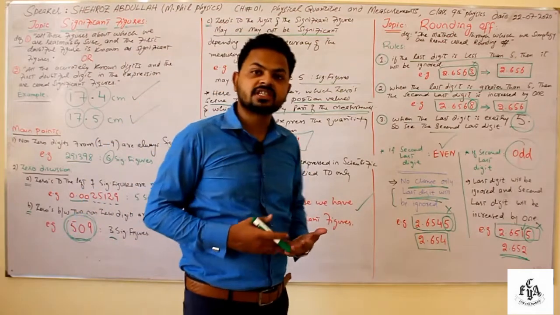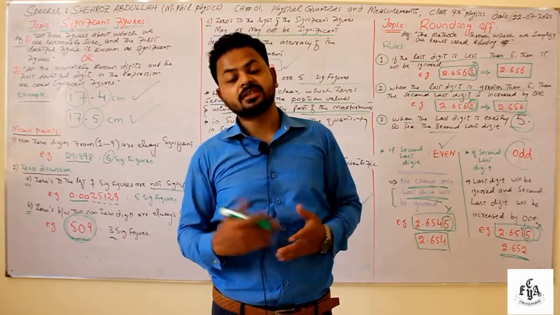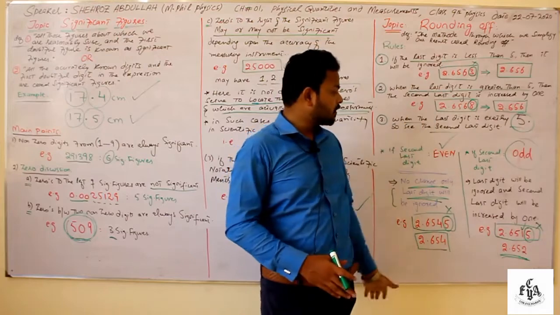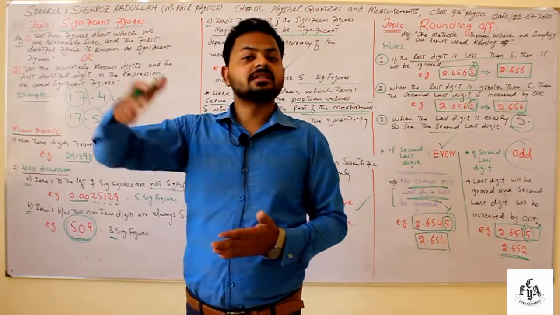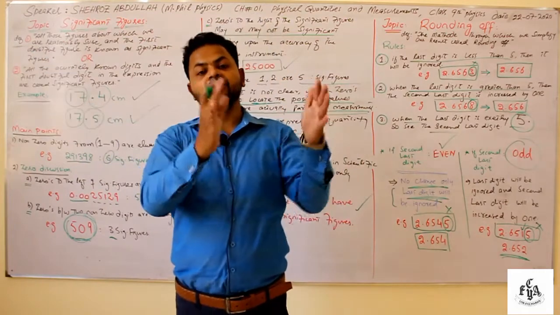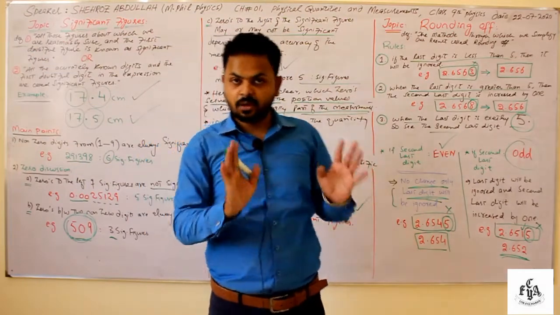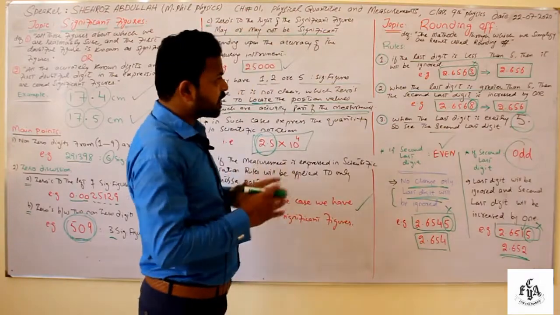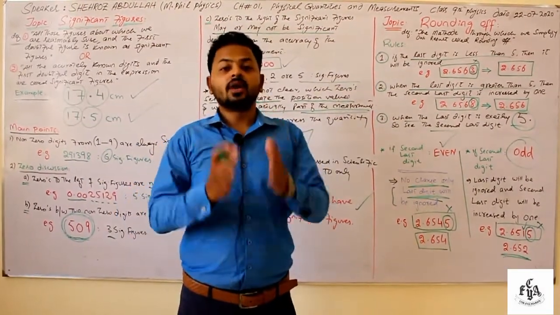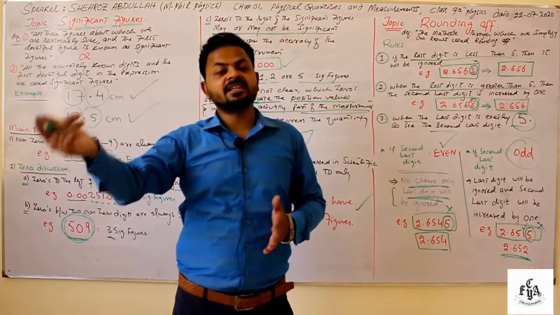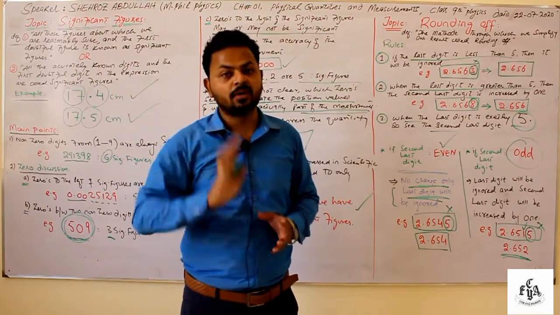Rounding off is the process by which we simplify our result or calculation. There are 3 rules of it. If the last digit is less than 5, the last digit will be ignored and no changes will be observed. Done? Coming towards the second rule, if the last digit is greater than 5, what we do? We ignore the last digit and increase the second last digit by 1.